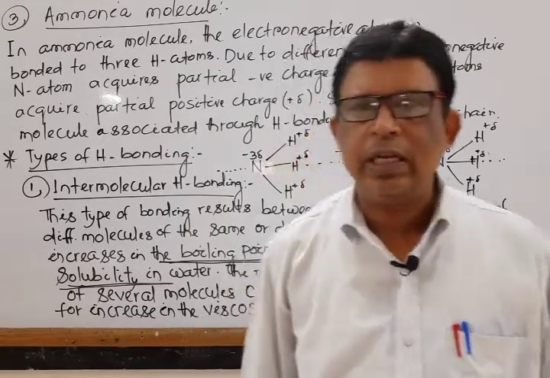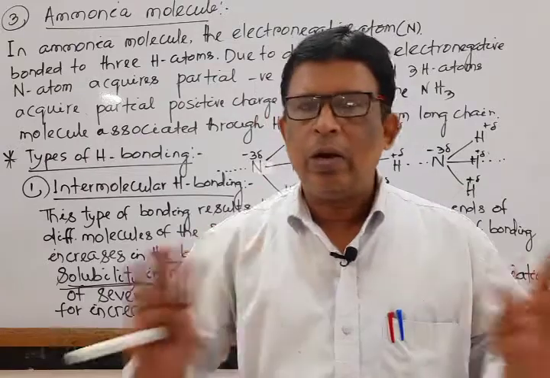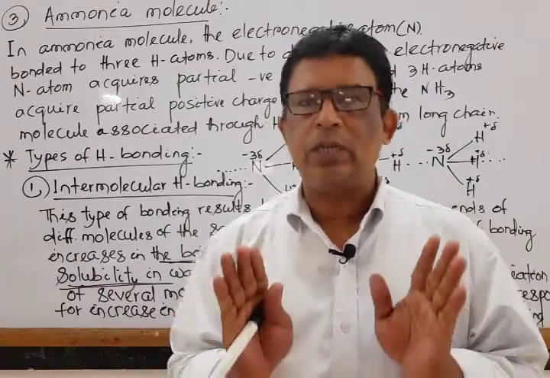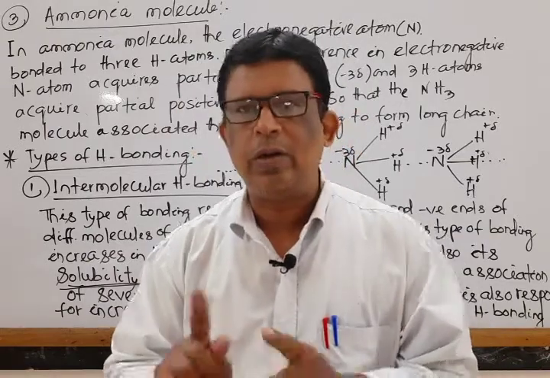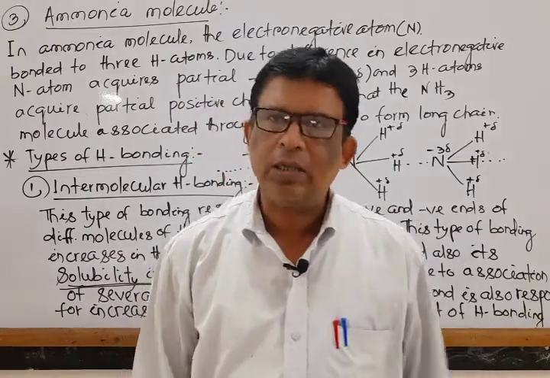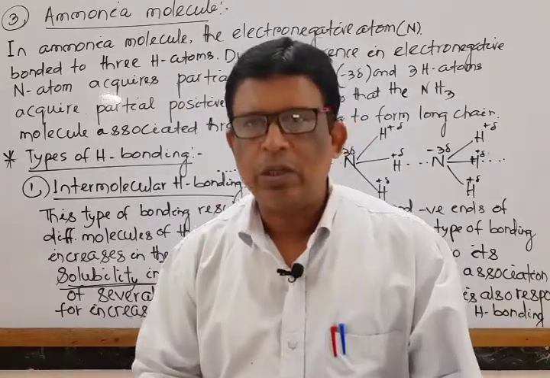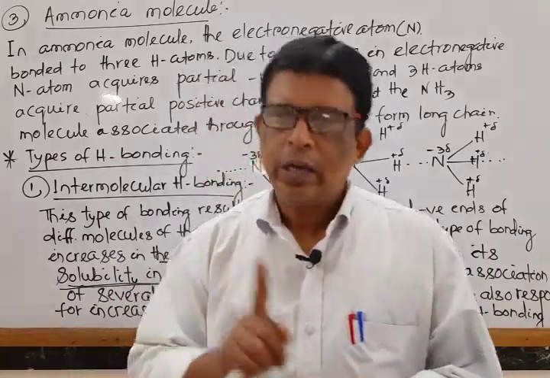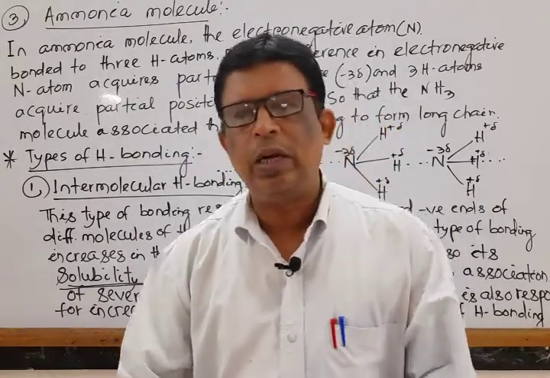A simple question: why are 2 compounds A and B, with formulas not given, simply A and B, such that A is soluble in water while B is not? Simple answer: A is soluble in water because of the formation of hydrogen bonding. Due to the formation of hydrogen bonding, A is soluble in water.